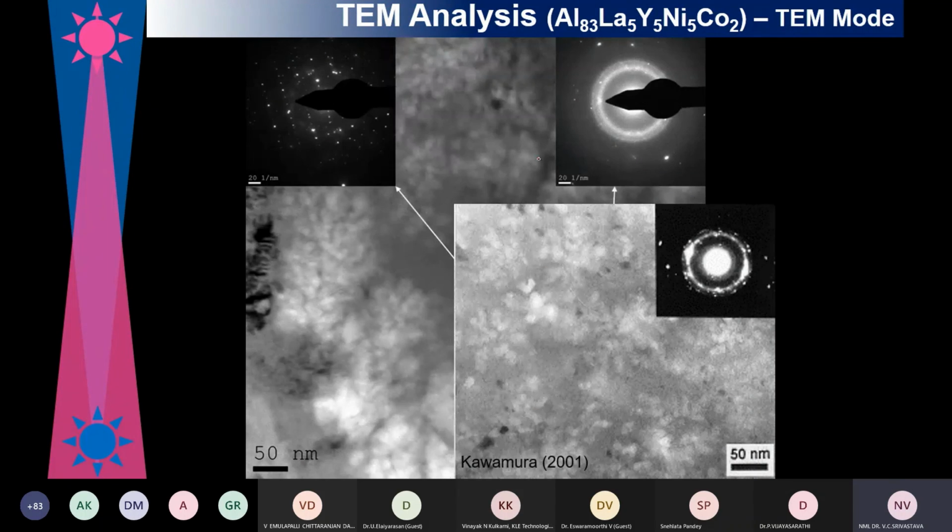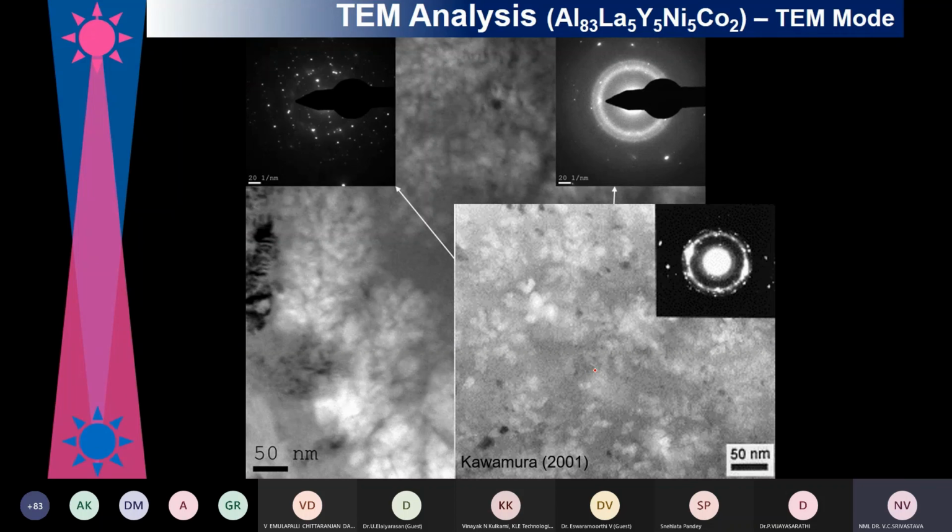This is similar to this one from 2001. This was made by powder metallurgy, where powder of the same composition was made and sintered. So here you see the same kind of amorphosity, but this was for rapid solidification, and in spray forming we have a very slow cooling rate compared to that.